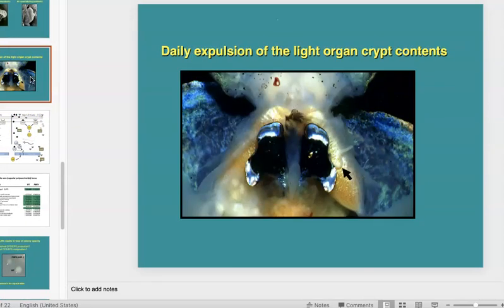One thing that happens is the daily expulsion of the light organ crypt contents, as I showed you already. When this squid perceives light as it's swimming around in the water column, that triggers these organs to squeeze, essentially like squeezing a tube of toothpaste, and out comes this paste full of bacteria and other waste products. That's how they get rid of the excess microbes. They'll always leave a few behind to repopulate the organ as the squid is sleeping.